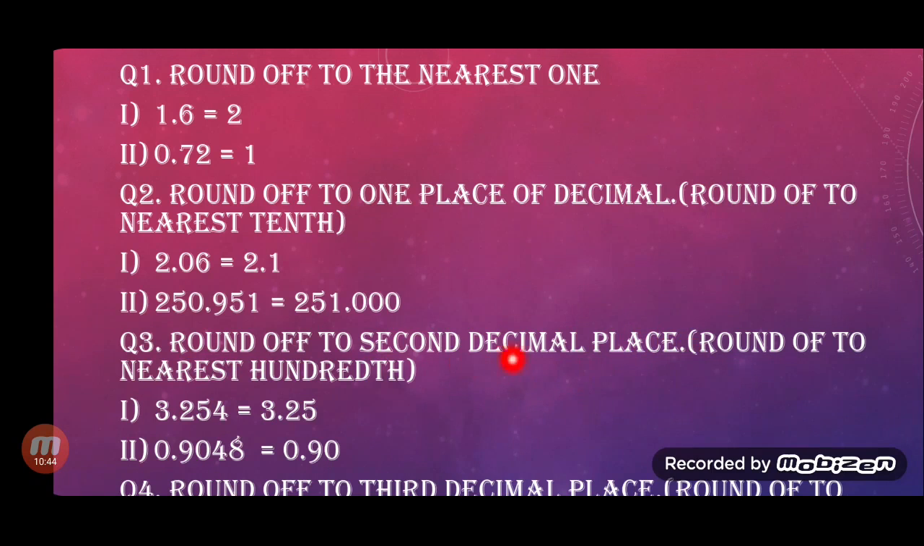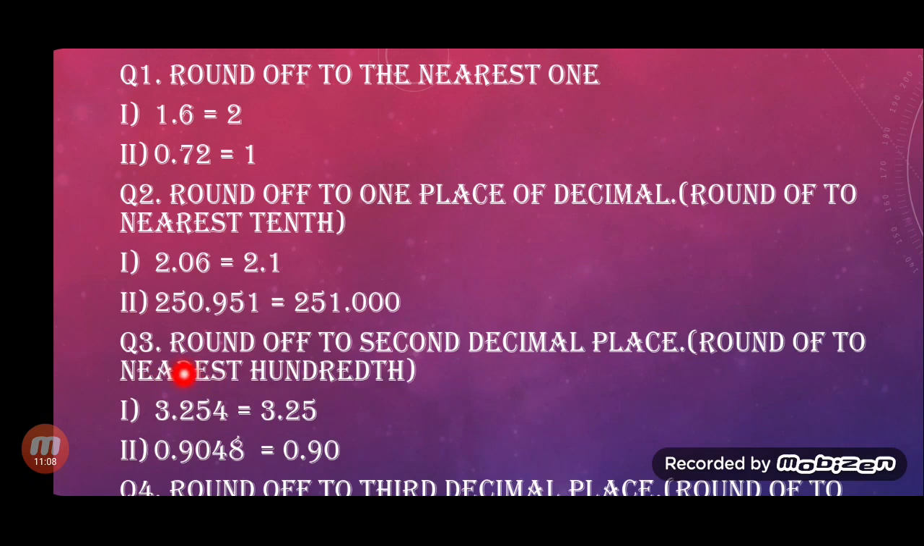Question 3. Round off to the second decimal place. And what do you mean by second decimal place? The second decimal place is hundredth. So 3 point. Now you have to round off to the hundredth place. So which digit will you see, children? We will look at the thousandths place.